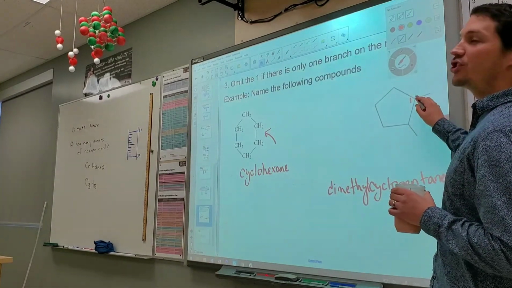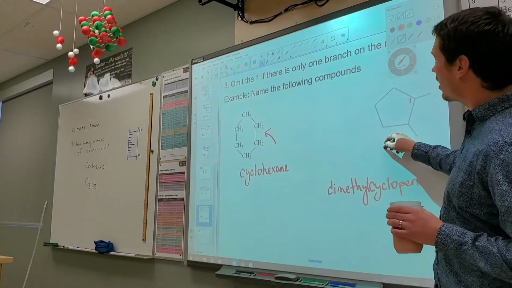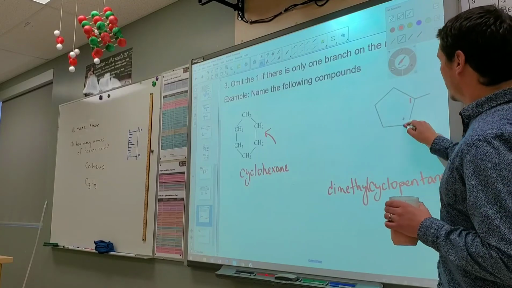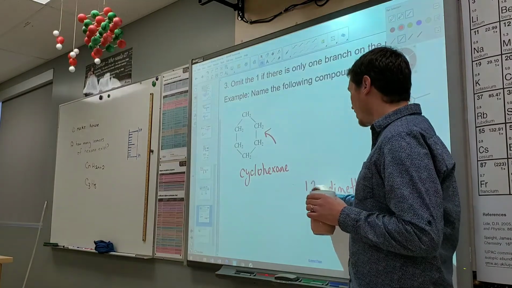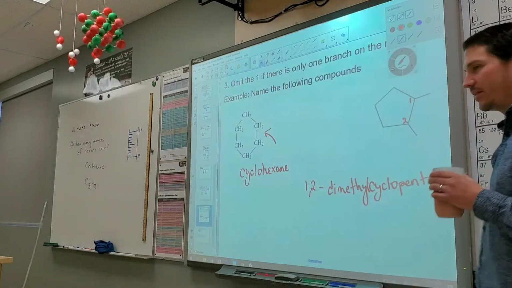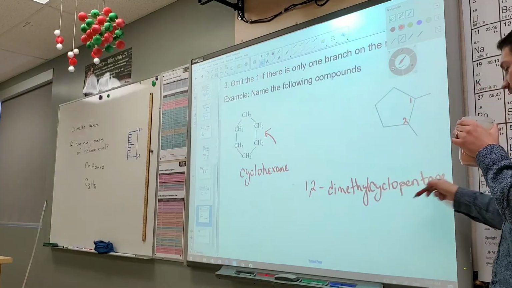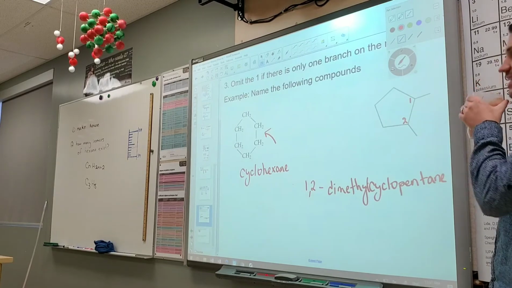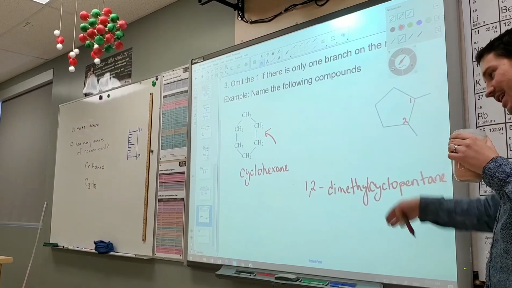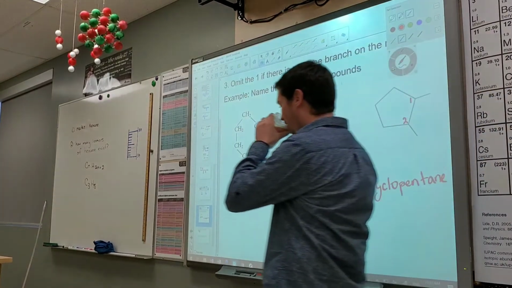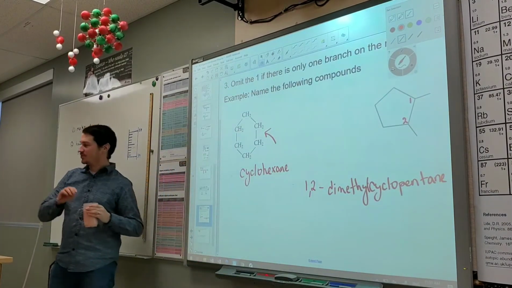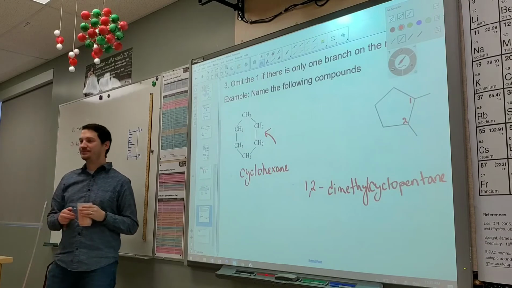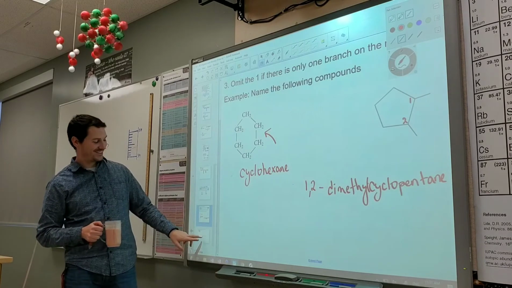Okay, so should I number counterclockwise or should I number clockwise? Good, 2. So where are the methyl groups? 1, 2. 1, 2 dimethyl cyclopentane. Dash, sorry, dash, not slash. Dash. Yeah, you have to be able to discriminate between a dash and a slash and a comma, right?